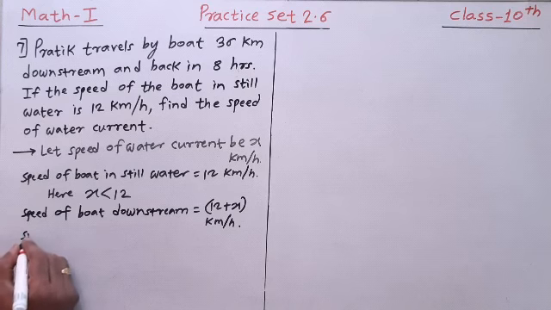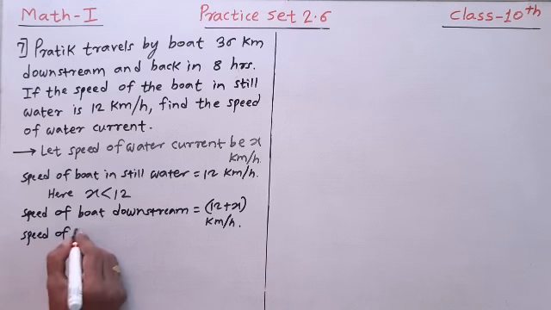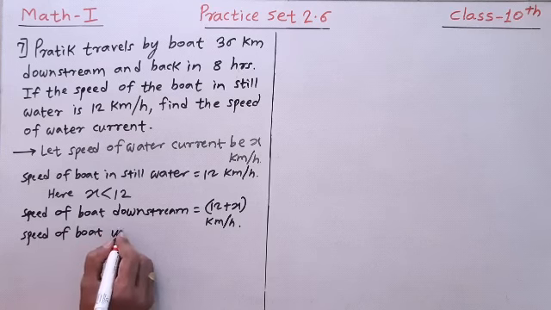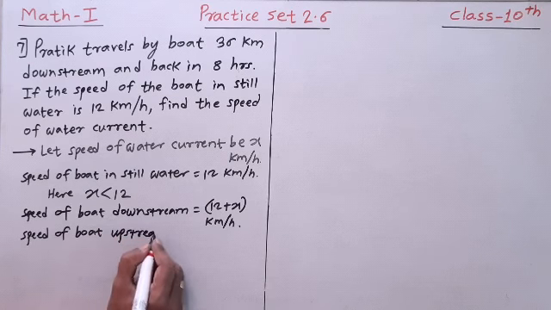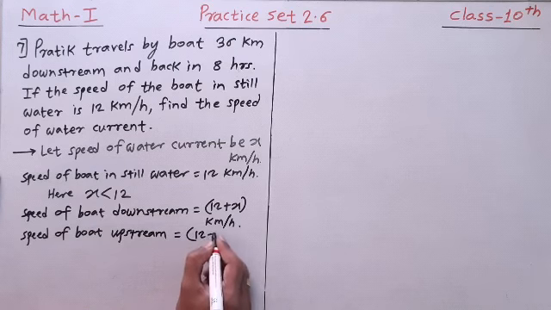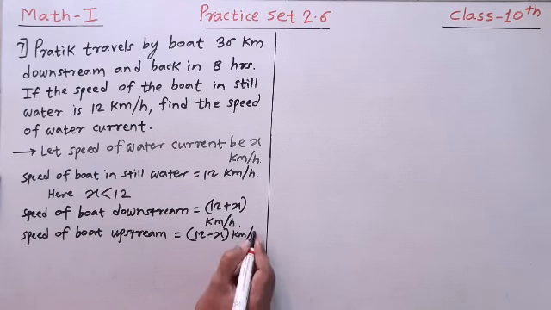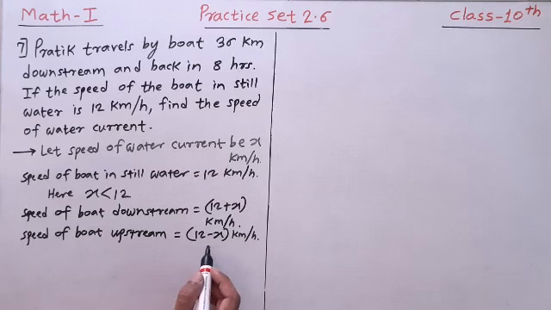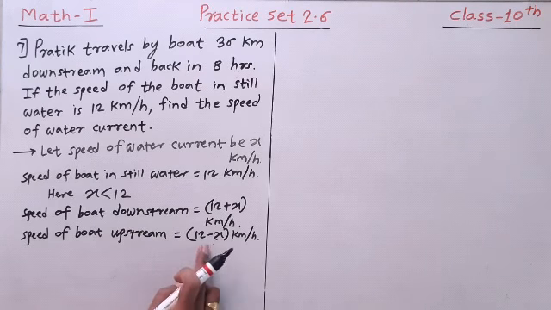Now we can also write speed of boat upstream. Upstream means in the direction opposite to water current flow, and it will be equal to 12 minus x kilometer per hour. Why subtraction? Because the flow of water current will oppose the speed of the boat, and therefore there is a subtraction between the two speeds, and this speed is the speed of boat upstream.